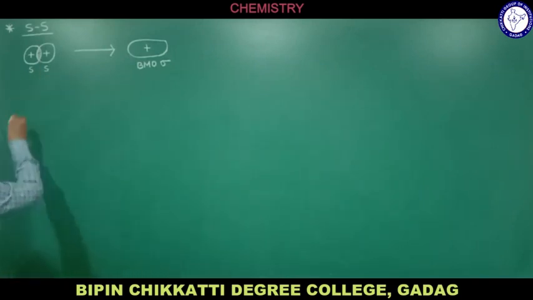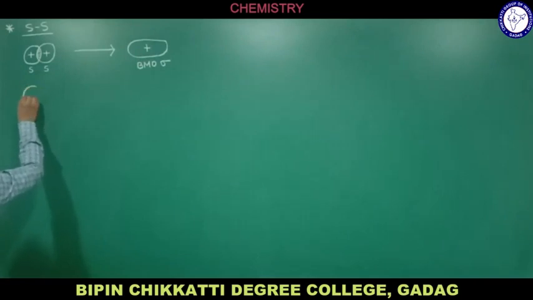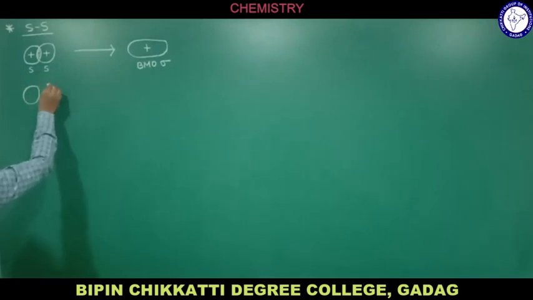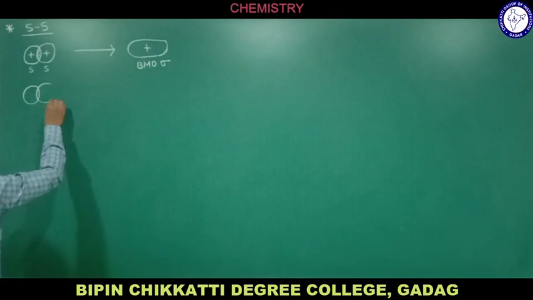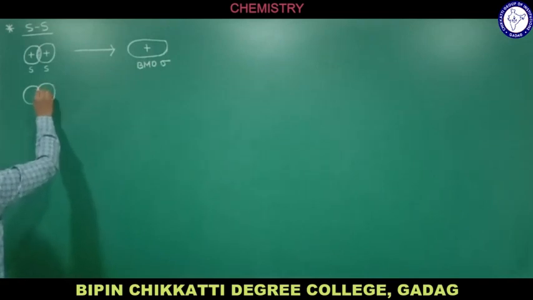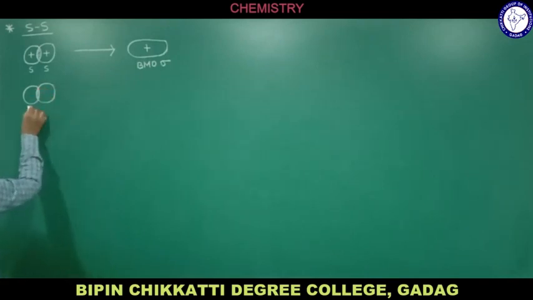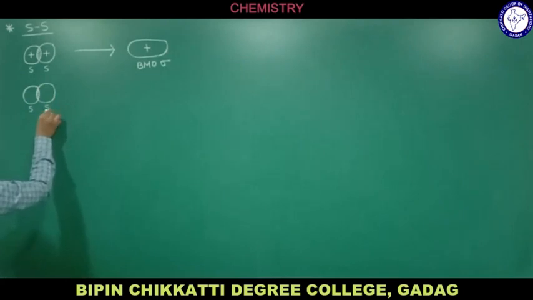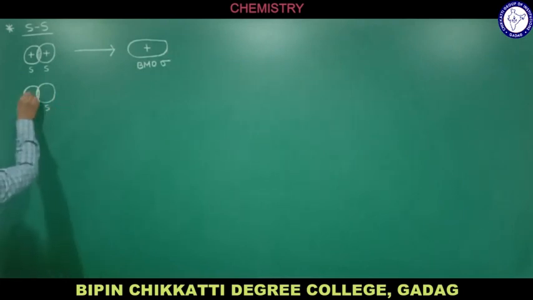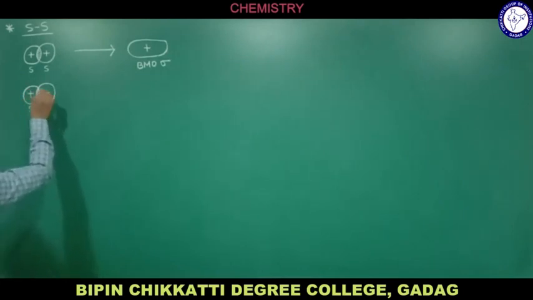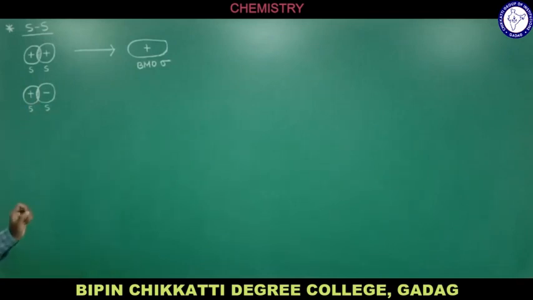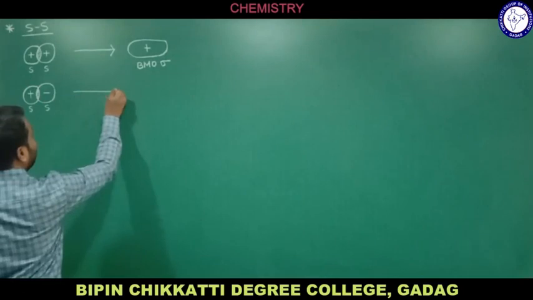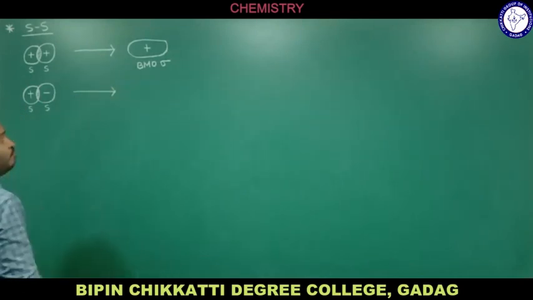So BMO is formed, and I will see how ABMO is formed. As we know, when the atomic orbitals are going to overlap, we get BMO and ABMO. This is 1s atomic orbital, this is 1s atomic orbital. If the lobes are of different sign, one is plus and one is minus, we can consider minus and plus, and in that case we get ABMO.